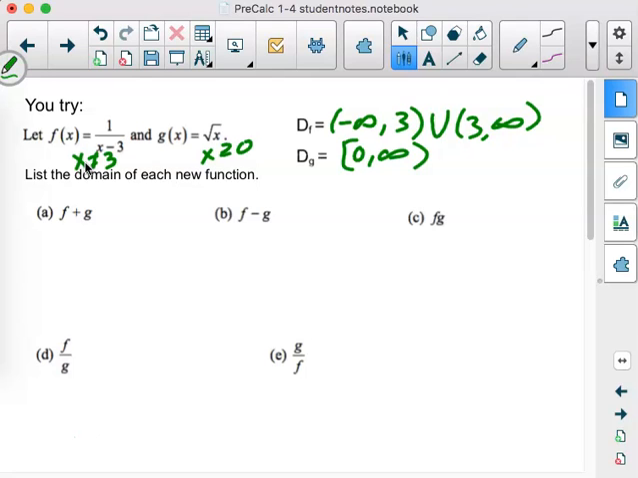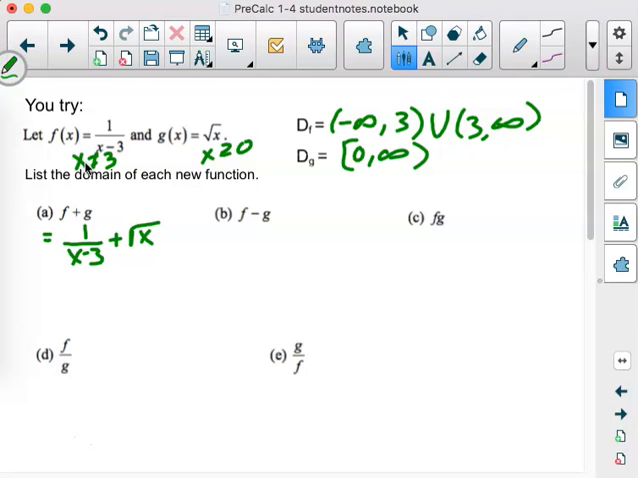And when we talk about adding, subtracting, multiplying, and dividing, we want to think about the intersection of those two. So let's go ahead and find f plus g, and then we'll talk a little more about that intersection. So f plus g would be 1 over the quantity x minus 3 plus the square root of x. And we would just leave that exactly as it is.